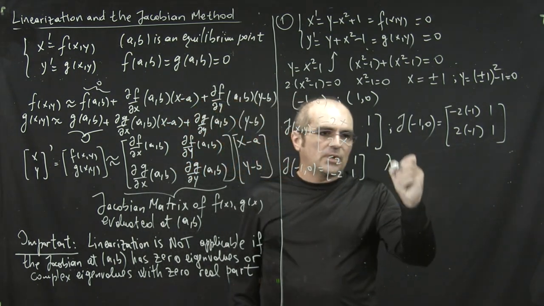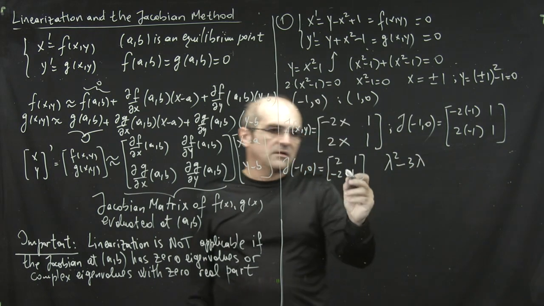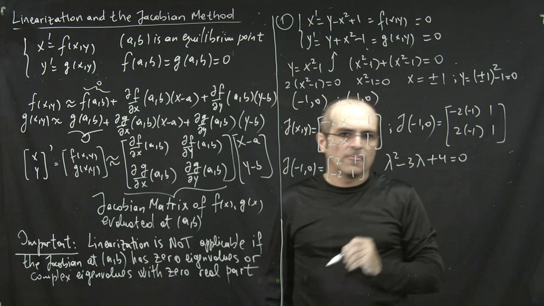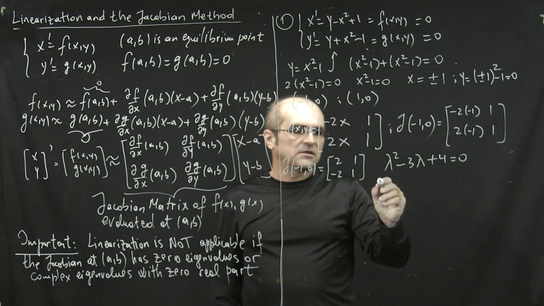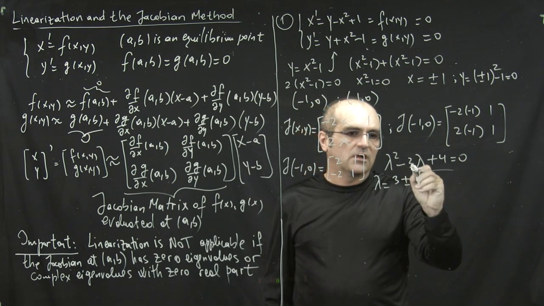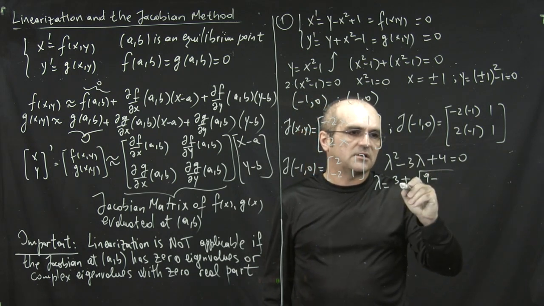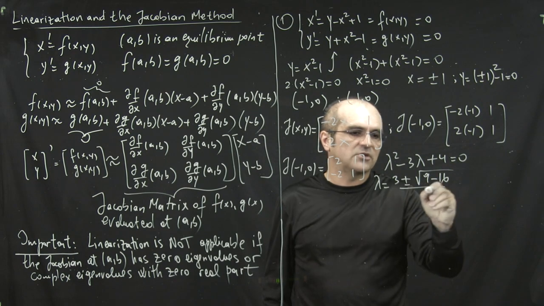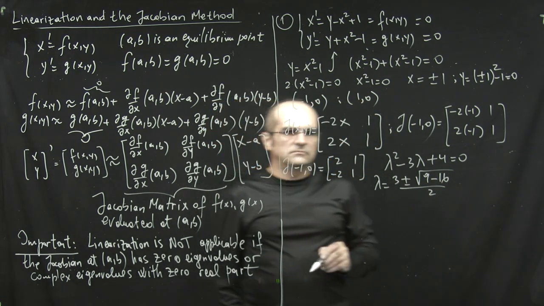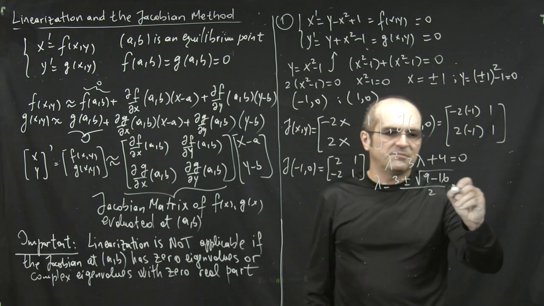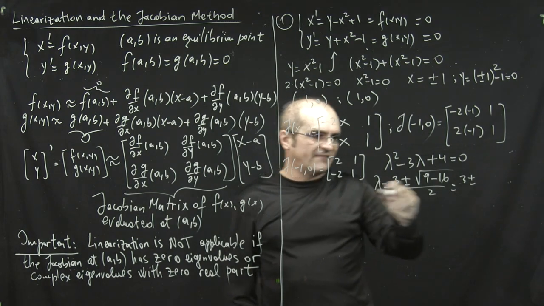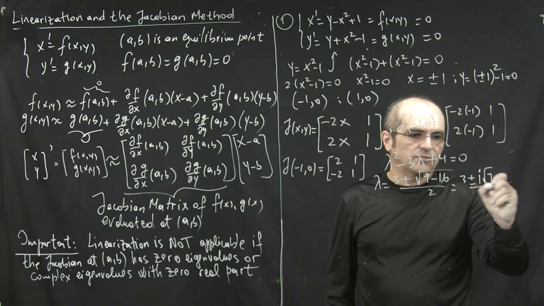Eigenvalues: lambda squared minus 3 lambda. Let's see, the determinant is 2 minus negative 2. And if I solve for lambda, that's 3 plus or minus the square root of 9 minus 16, divided by 2. All right, so that's 9 minus 16, that's minus 7, right? So it's 3 plus or minus i root 7, over 2.